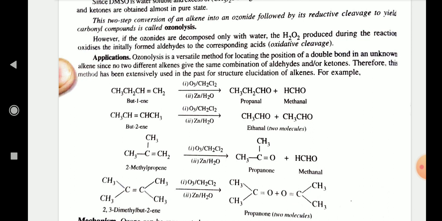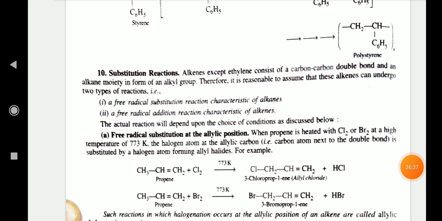Oxidative cleavage application. Ozonolysis is a versatile method for locating the position of a double bond in an unknown alkene, since no two different alkenes give the same combination of aldehydes or of ketones. Therefore, this method has been extensively used in the past for structure elucidation of alkenes. Next is substitution reactions.